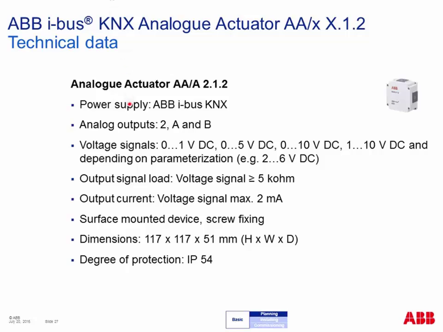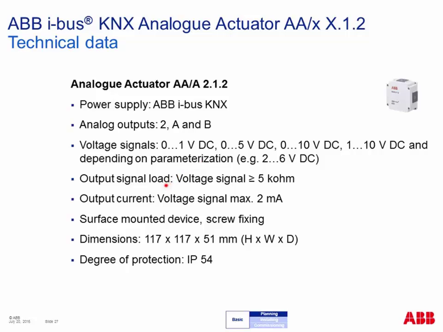So let's come to the analog actuator, surface mounted, AA/A. The A means surface mounted, and the 2 means that we have two analog outputs. These two analog outputs are labeled A and B. The voltage signals are the same as the DIN rail component, but here we have no current signals. So very important, only voltage signals. That's why the device also needs no additional supply voltage or auxiliary voltage.